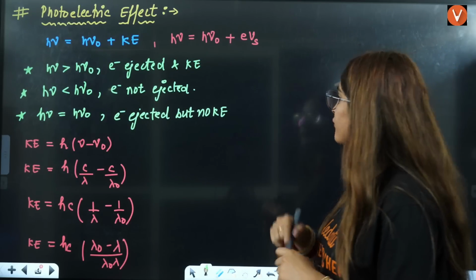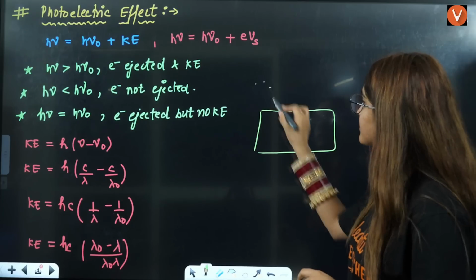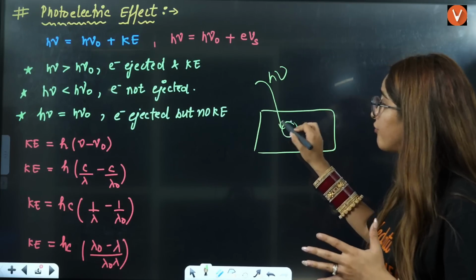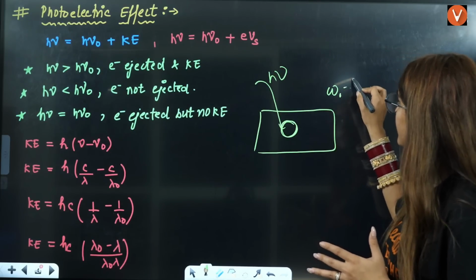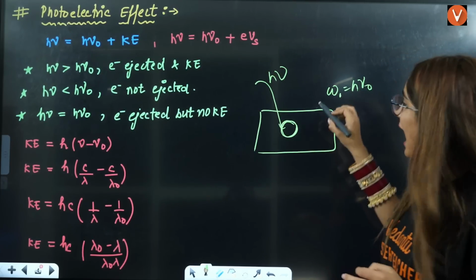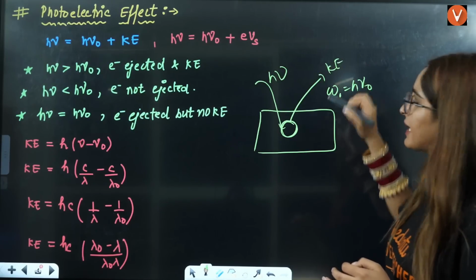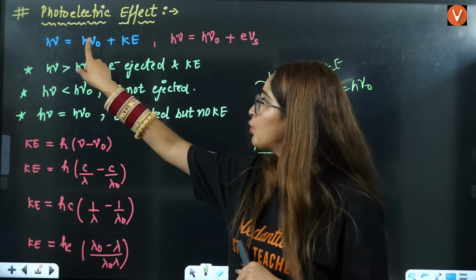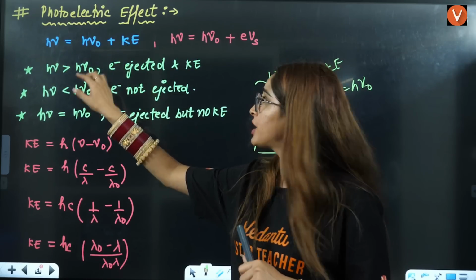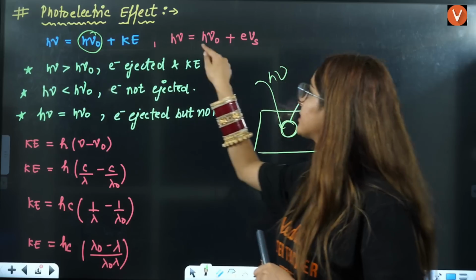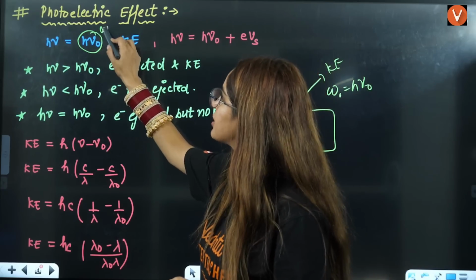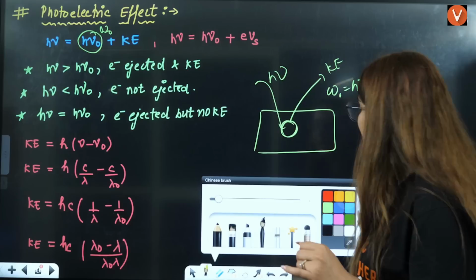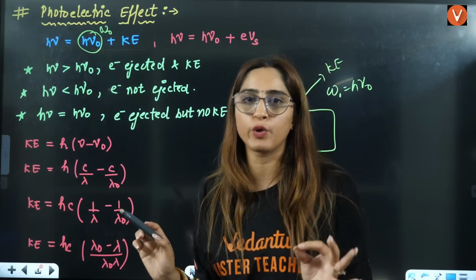In the photoelectric effect, we know that we have an incoming incident light, that is h mu. Now, the work function here is h mu naught, and the energy that you are left with is kinetic energy. So we write the equation as h mu equals h mu naught plus kinetic energy, where h mu naught is called the work function, and mu naught is the threshold frequency.